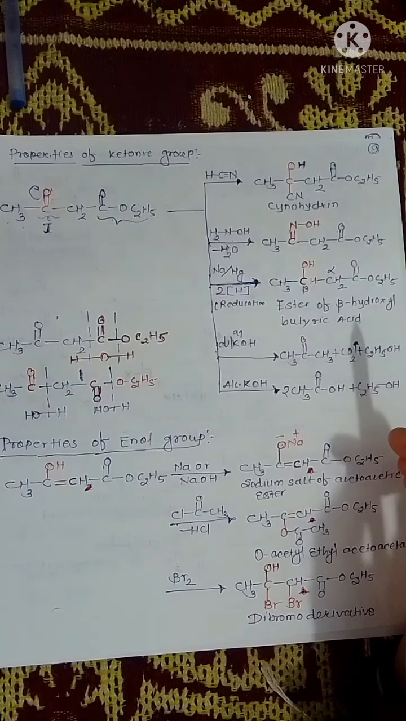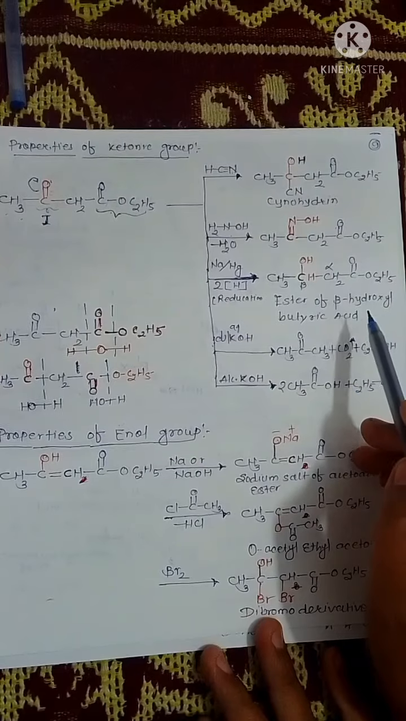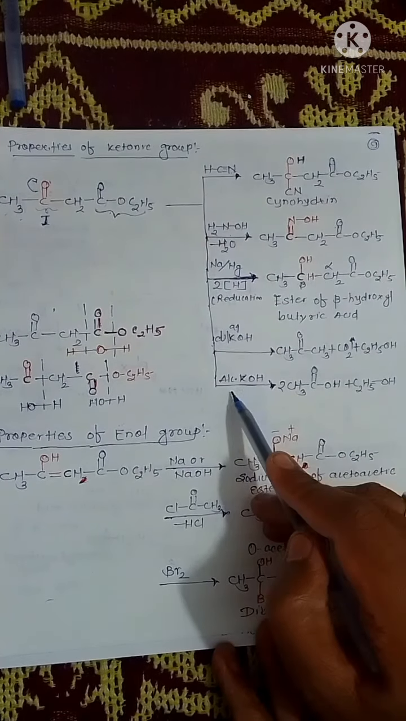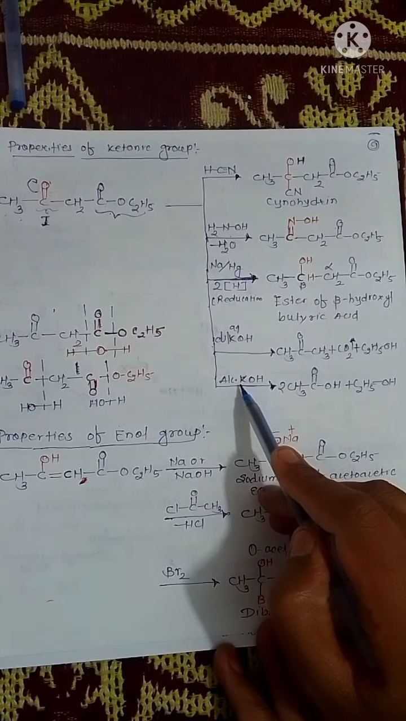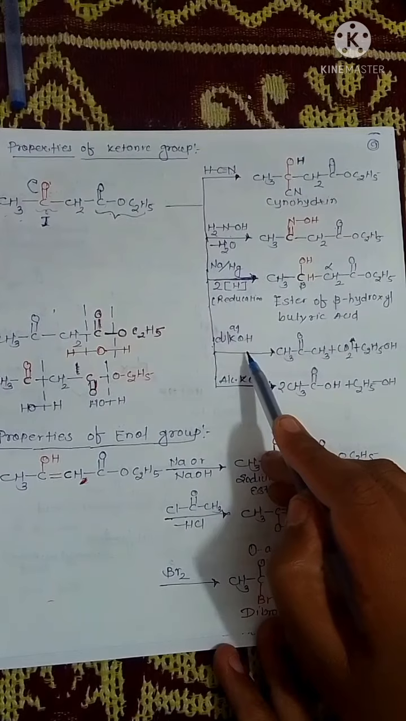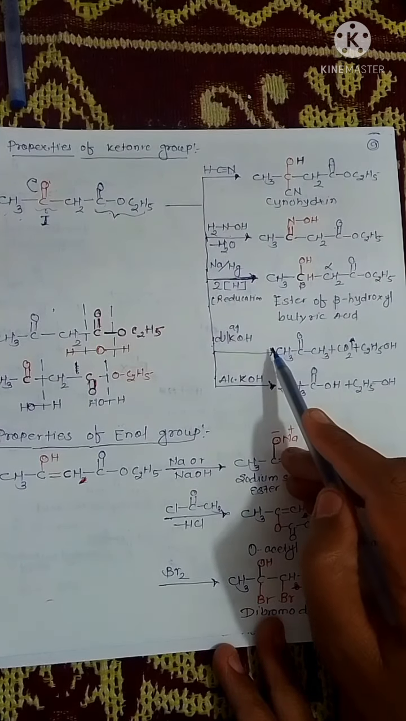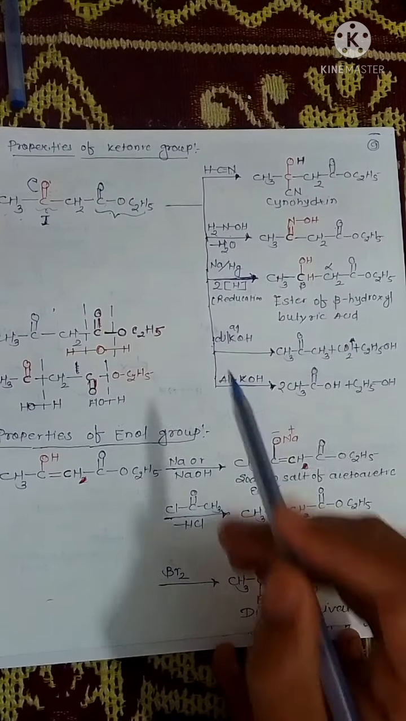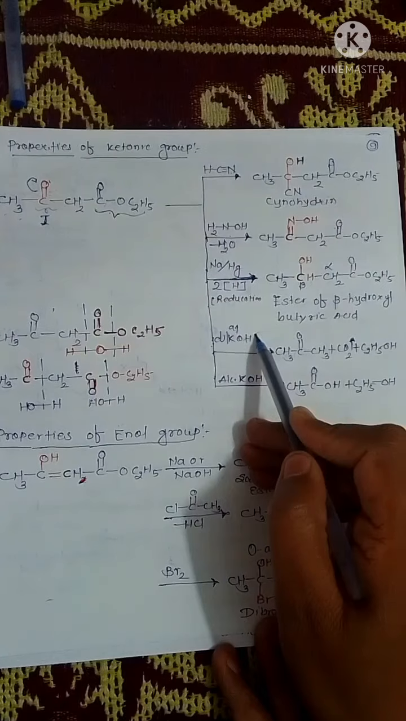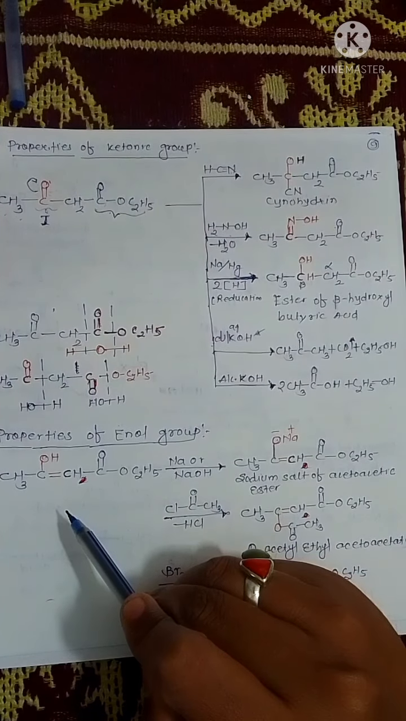Now what happens when we treat this compound with aqueous KOH and alcoholic KOH? These reactions are very much important. They are part of multi-step synthesis. So it is an important reaction. Students should take note of that. So when we add aqueous KOH, what is going to happen?